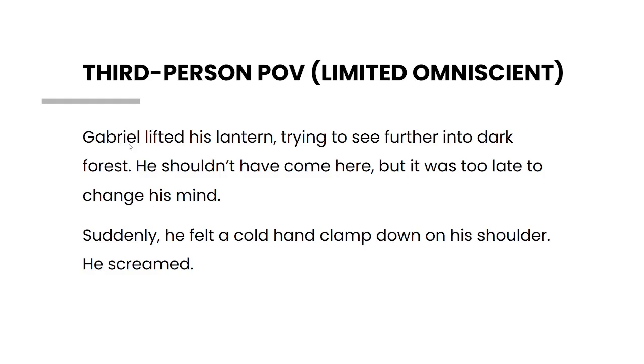Okay, so I'm following one character now. I'm following Gabriel, right? Which means that if Gabriel cannot see the man behind him, then the reader should not know that there's a man behind him. So the only time you realize that there's someone behind is when he feels the cold hand on his shoulder. If Gabriel is surprised in the story, the reader should be surprised as well. This is limited omniscient. This is where it differs.